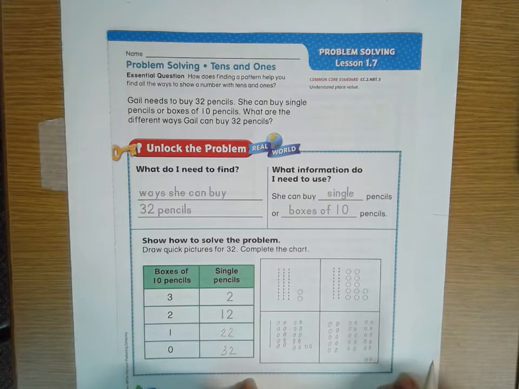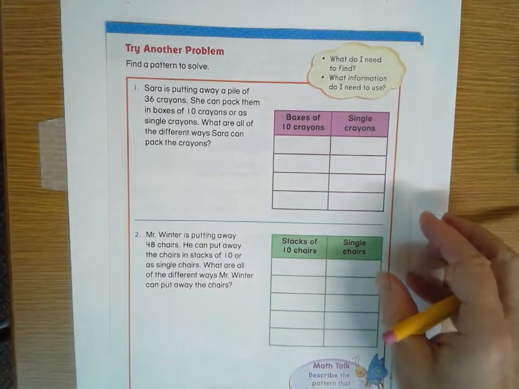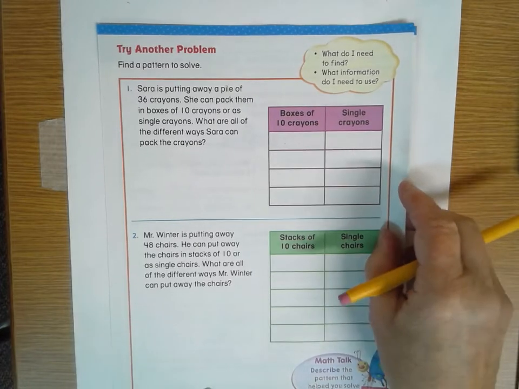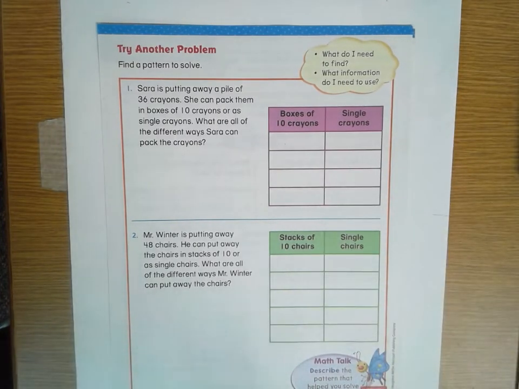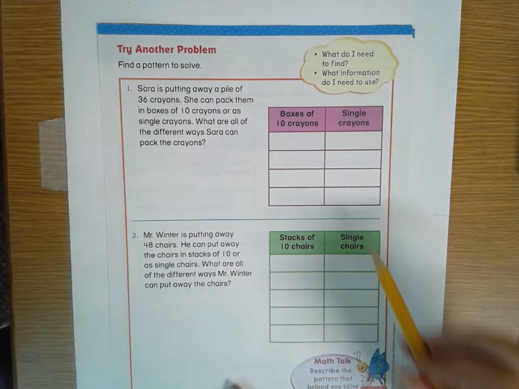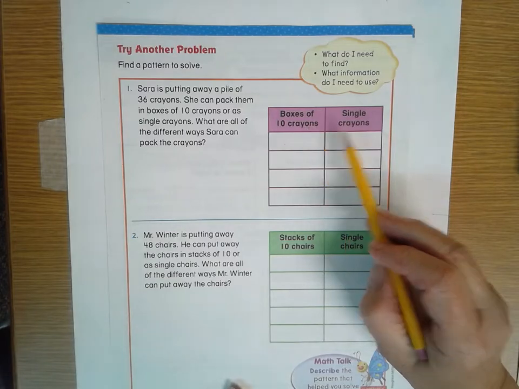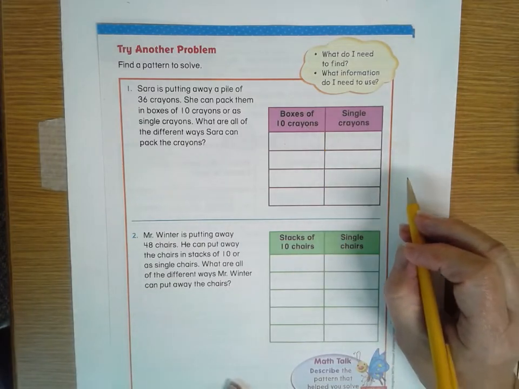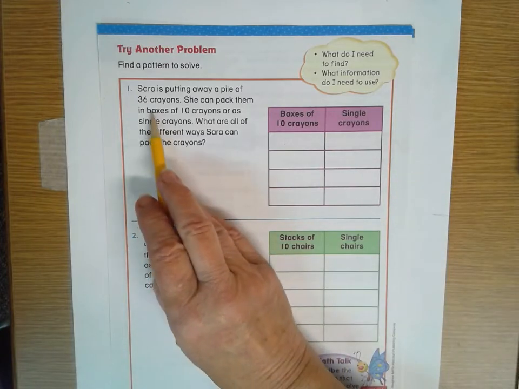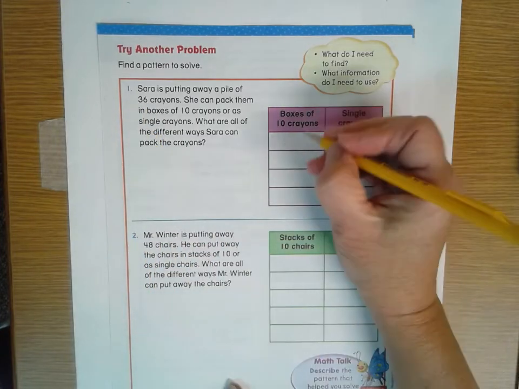Turn your paper over. We are on page 38. We're going to try this together. Sarah is putting away a pile of 36 crayons. She can pack them in boxes of 10 crayons or as single crayons. What are all the different ways Sarah can pack the crayons? So we're going to start with the 36, and in 36 there are 3 10s and there are 6 ones.